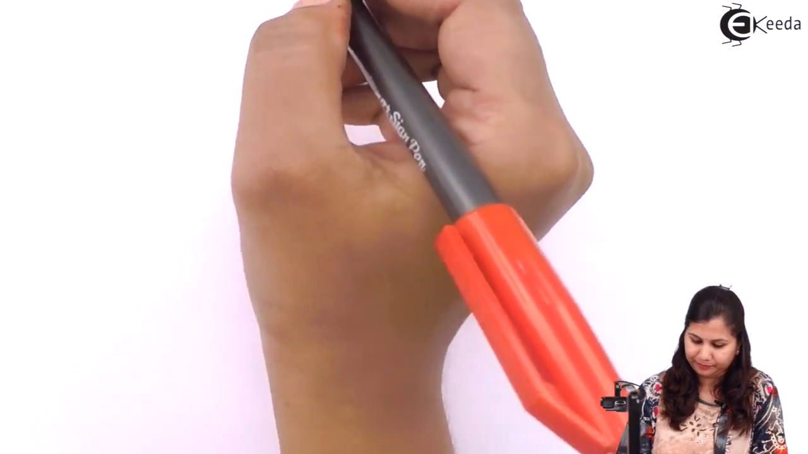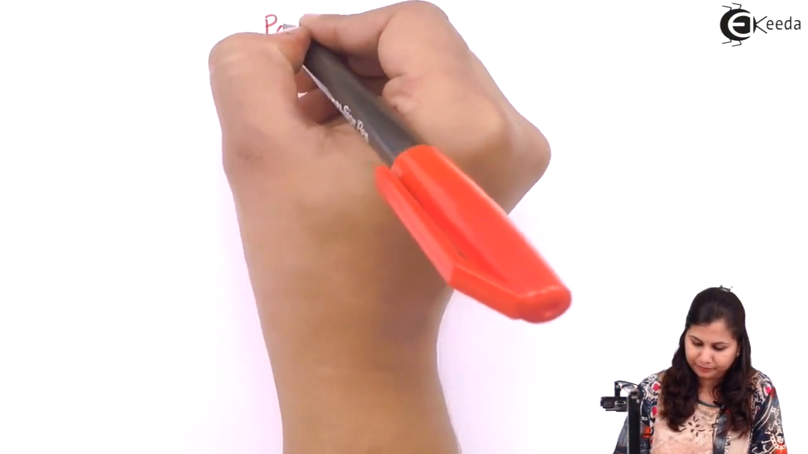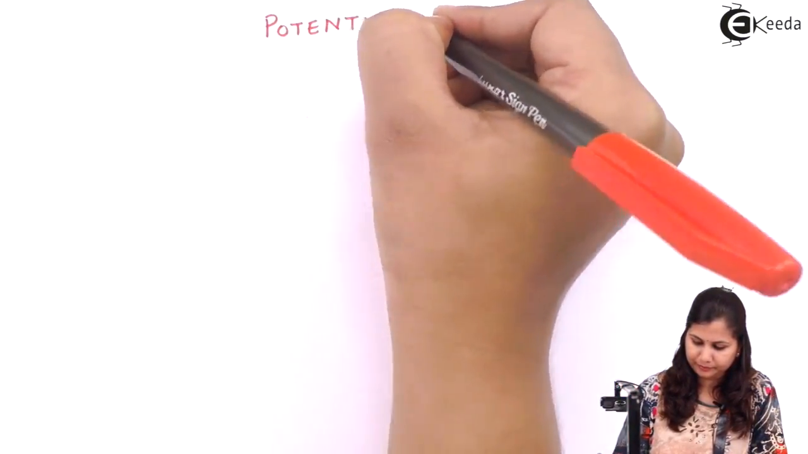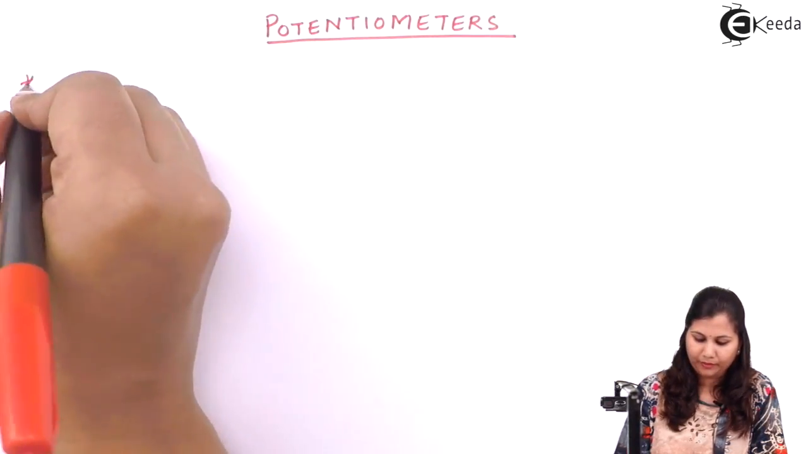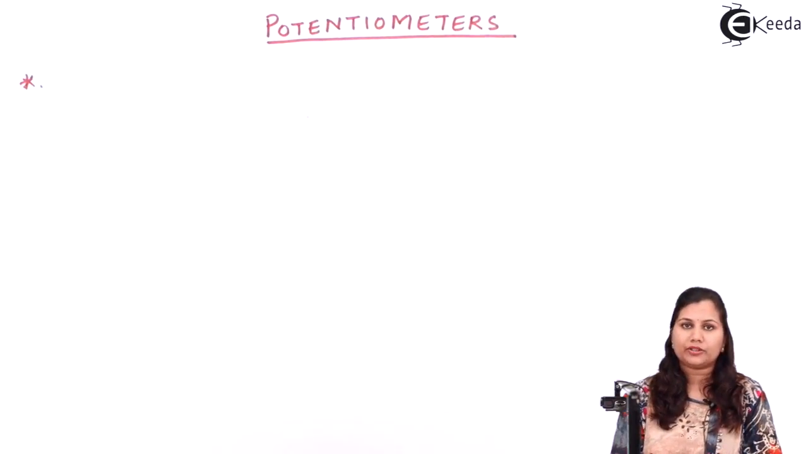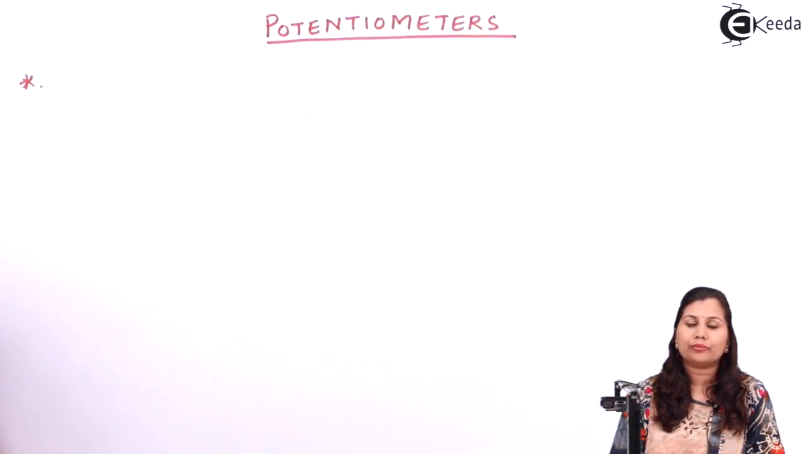Friends, in this video, we are going to study the first control system component, potentiometers. So what is a potentiometer? A potentiometer is an electromechanical transducer which converts mechanical energy into electrical energy.